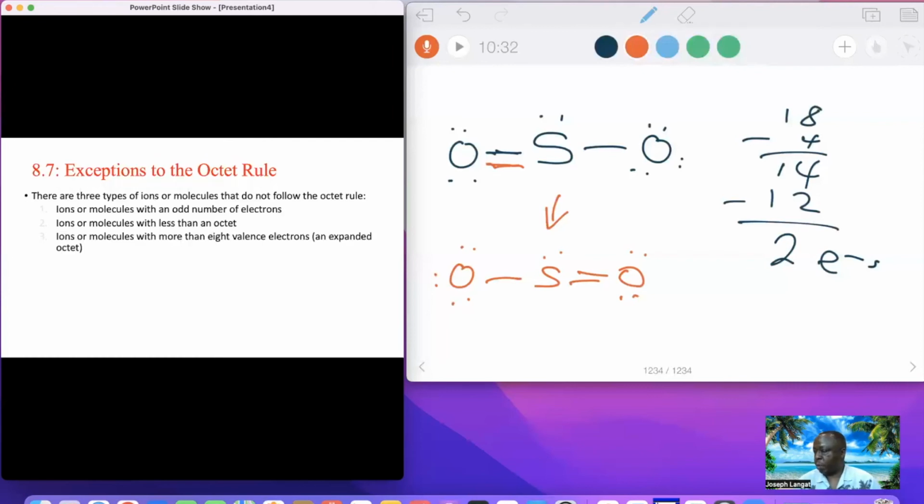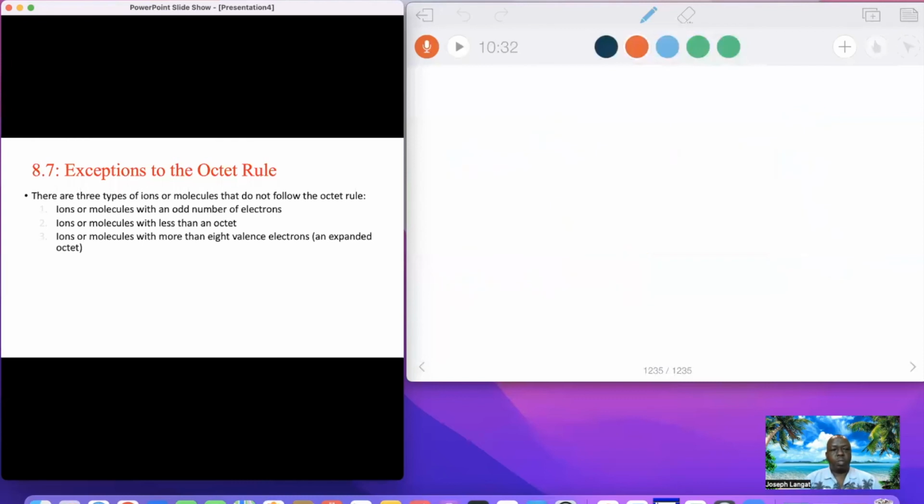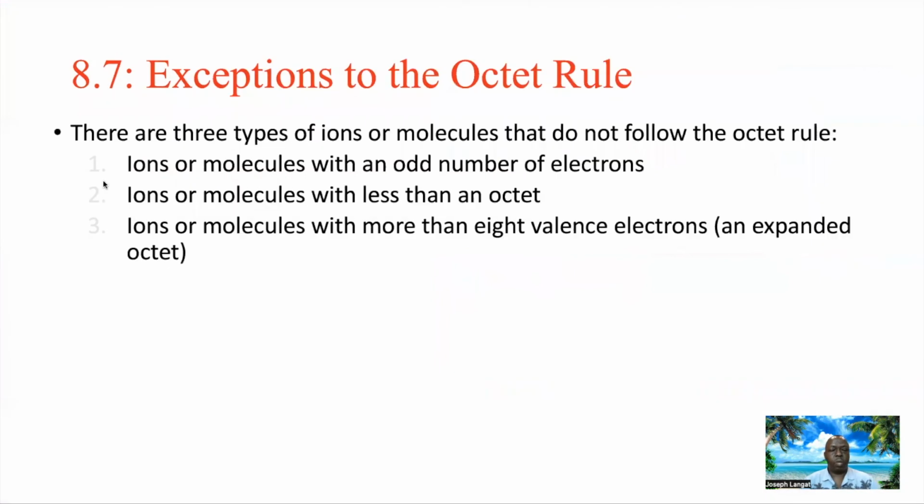That's all for 8.6. Now, home stretch, 8.7, exceptions to the octet rule. There are three cases, all right? There are three scenarios where the octet rule is exceptional. One, an ion, remember an ion is a charged particle, or a molecule with an odd number of electrons.